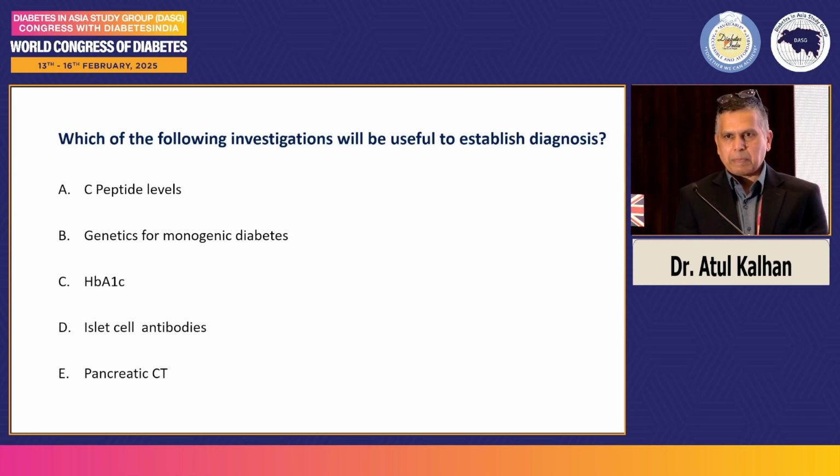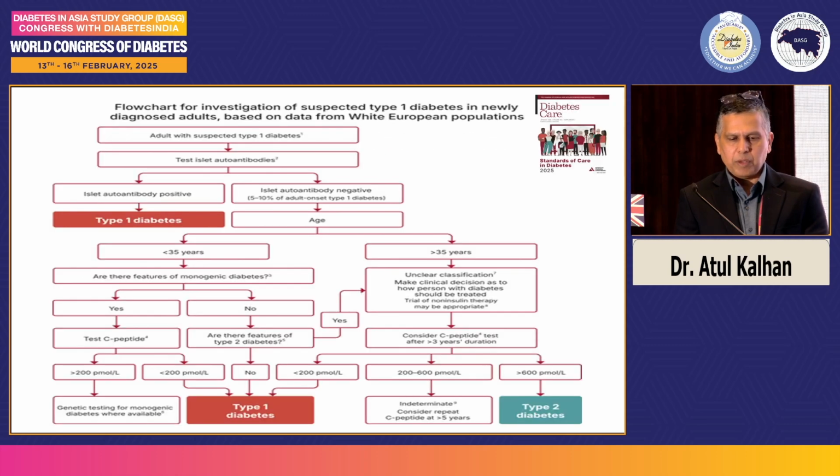All right, okay. So the correct answer, based on the algorithm given by the Americans, again, most of my talk is based on the ADA standards of care criteria, which were published in Diabetes Care about a month ago. We'll not be able to have external validation of these criteria, because this is based on white Caucasian population. So to apply it to an Asian group is inappropriate in my view.